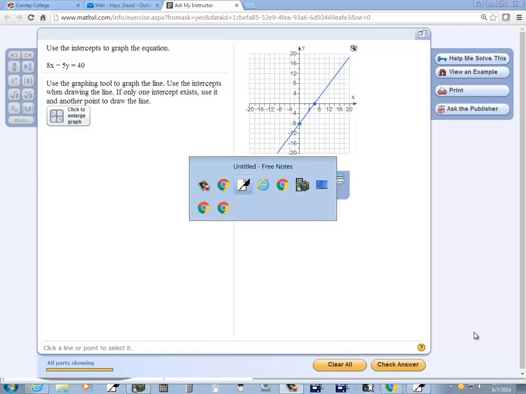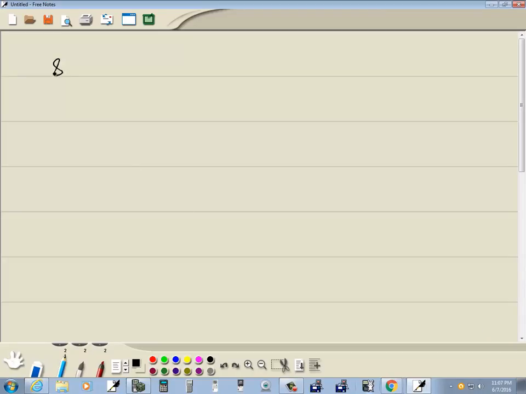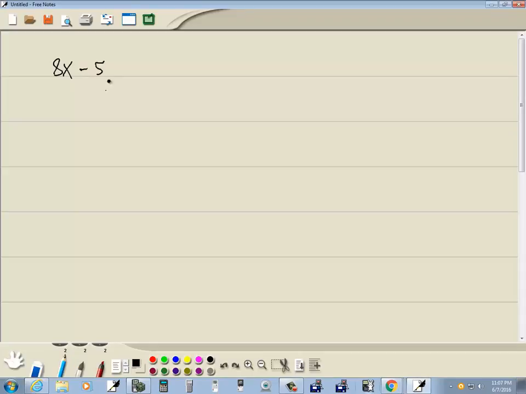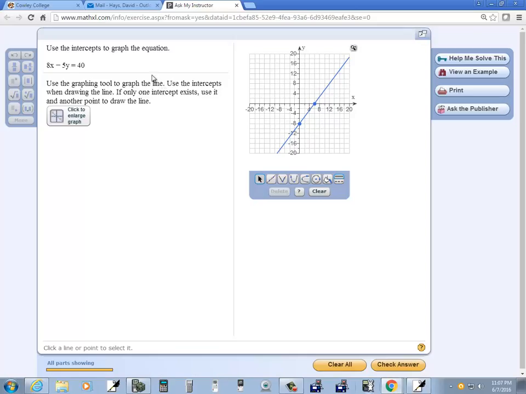Let's take a look at this problem. 8x minus 5y is equal to 40. And it says use the intercepts to graph this.